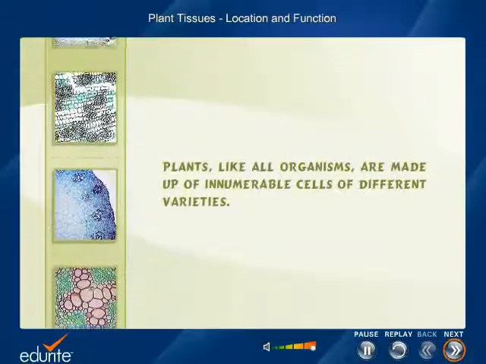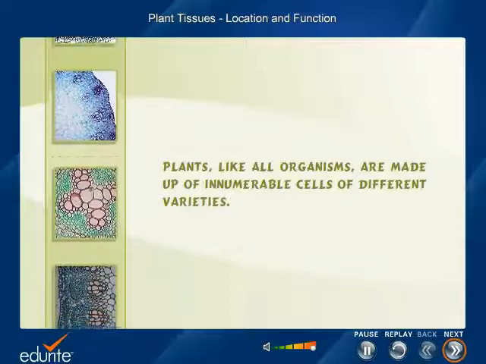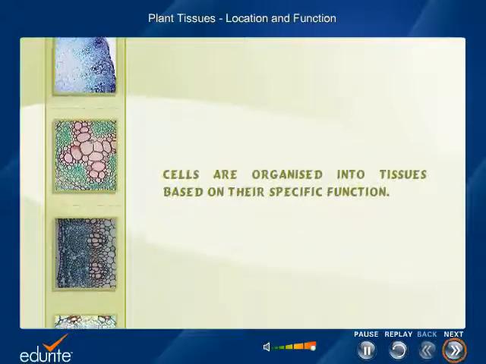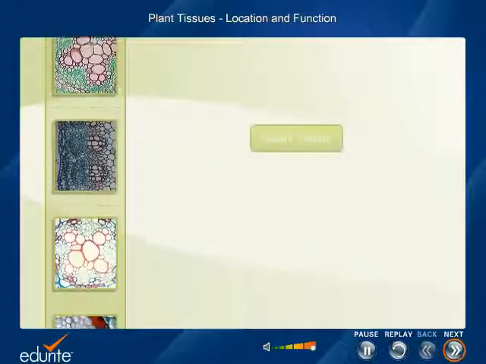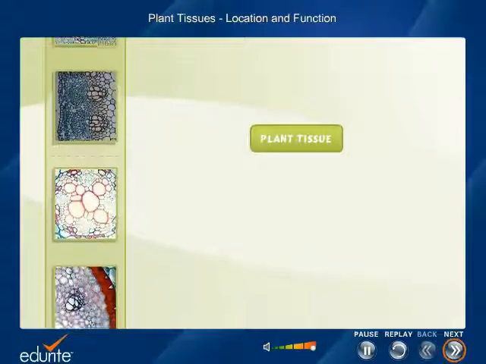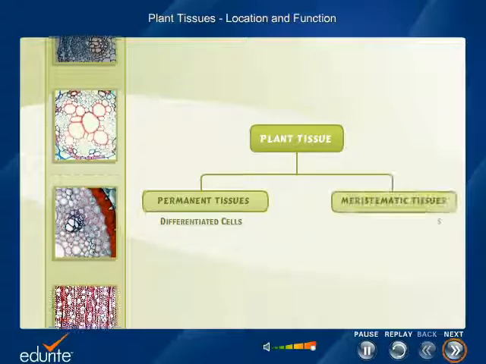Plants, like all organisms, are made up of innumerable cells of different varieties. These cells are organized into tissues based on their specific function. Plant tissues can be studied by classifying them into two broad categories: permanent tissues and meristematic tissues.